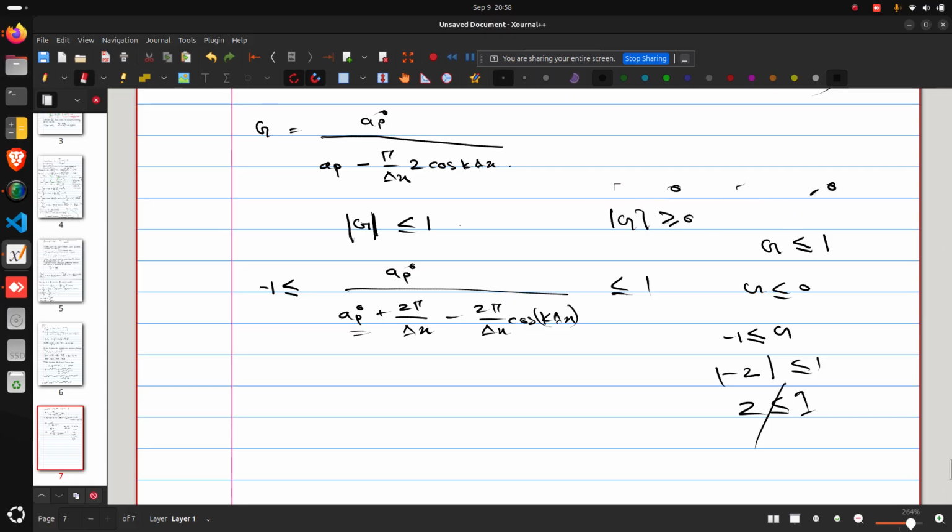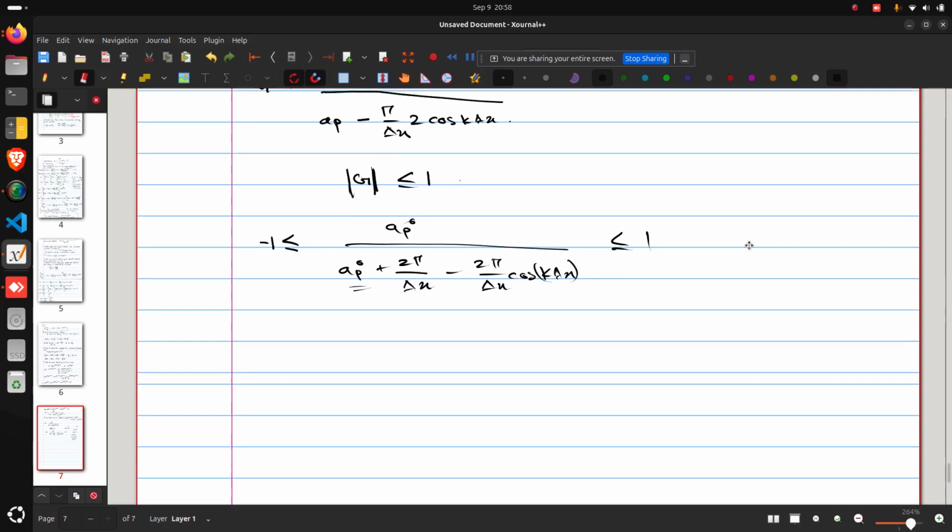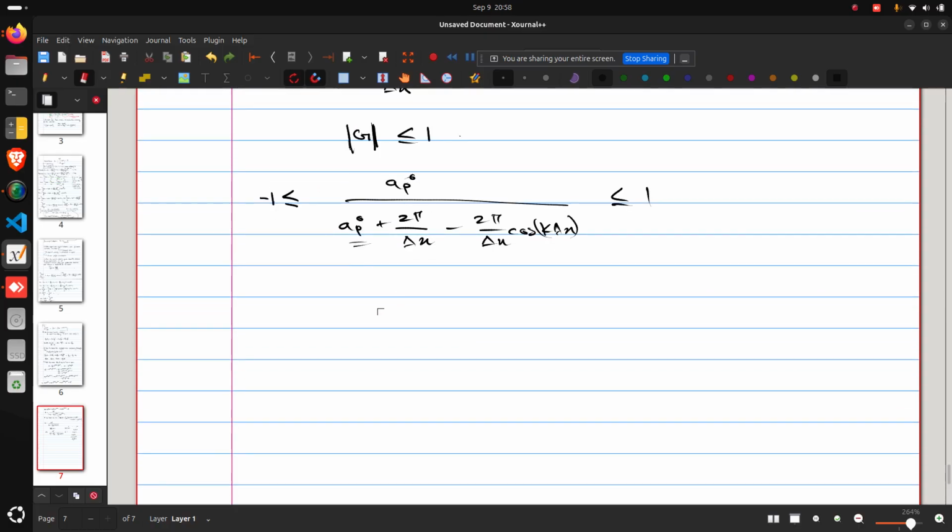Okay, I just skipped one step. So if you are ever faced with this kind of problem which has a modulus operator, then you will have to take both the conditions, whether the variable inside the modulus is positive or negative. Okay.